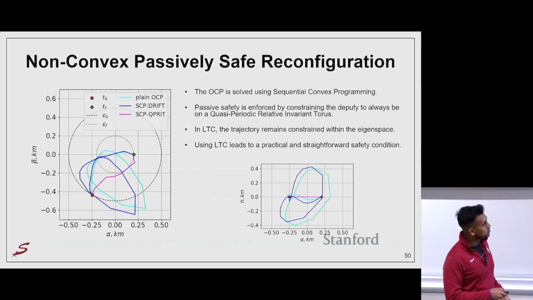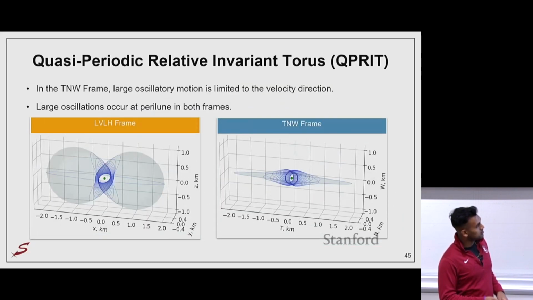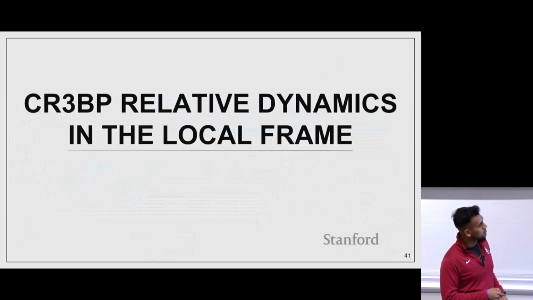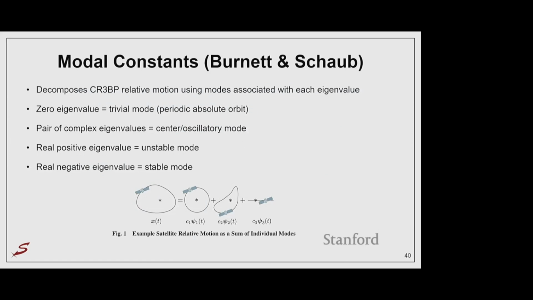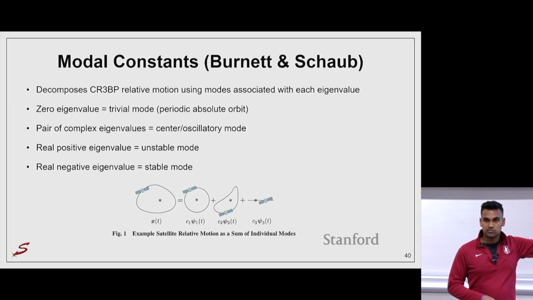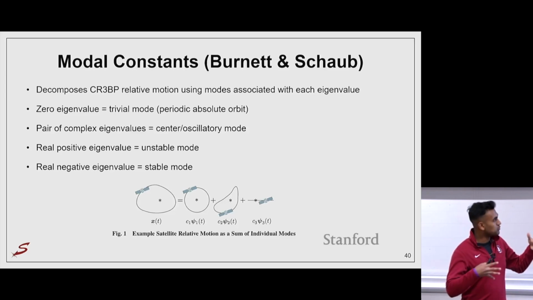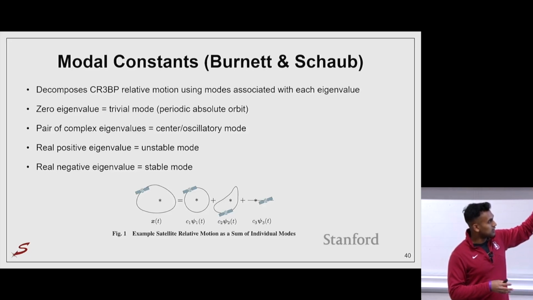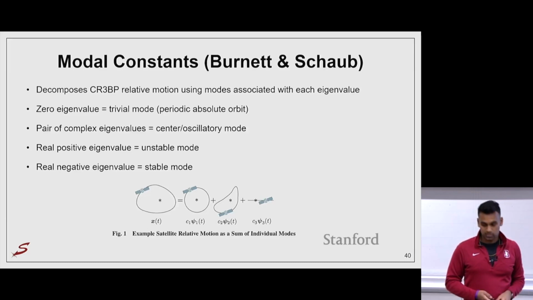If we go back to, sorry, it's a little out of order, but if we go back to this modal constant approach here, the local toroidal coordinates is basically a subset of that. It's ignoring the positive and negative eigenvalues and saying that we don't want to drift either way. We just want to stay on that center oscillatory mode, and so we're only going to focus on that part of the eigenvalues and enforce that condition.